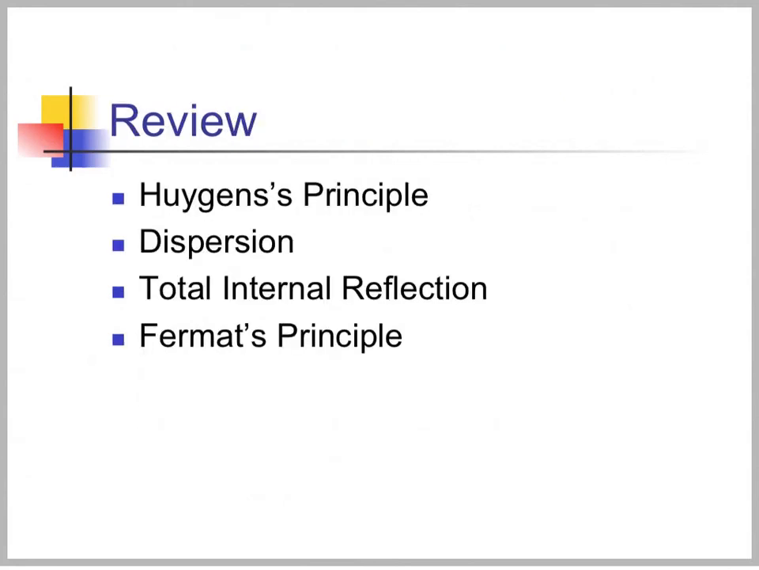So to review what we talked about today, we talked about Huygens' principle and how we can generate a new wavefront by imagining small wavelets coming off of an old wavefront. We talked about dispersion, that light of different wavelengths travels at different speeds in materials. We talked about total internal reflection, how there's a critical angle as light is going from a high to a low index of refraction, beyond which all light is reflected. And last, we ended up with Fermat's principle, which says light always follows the path that's going to take the least amount of time.